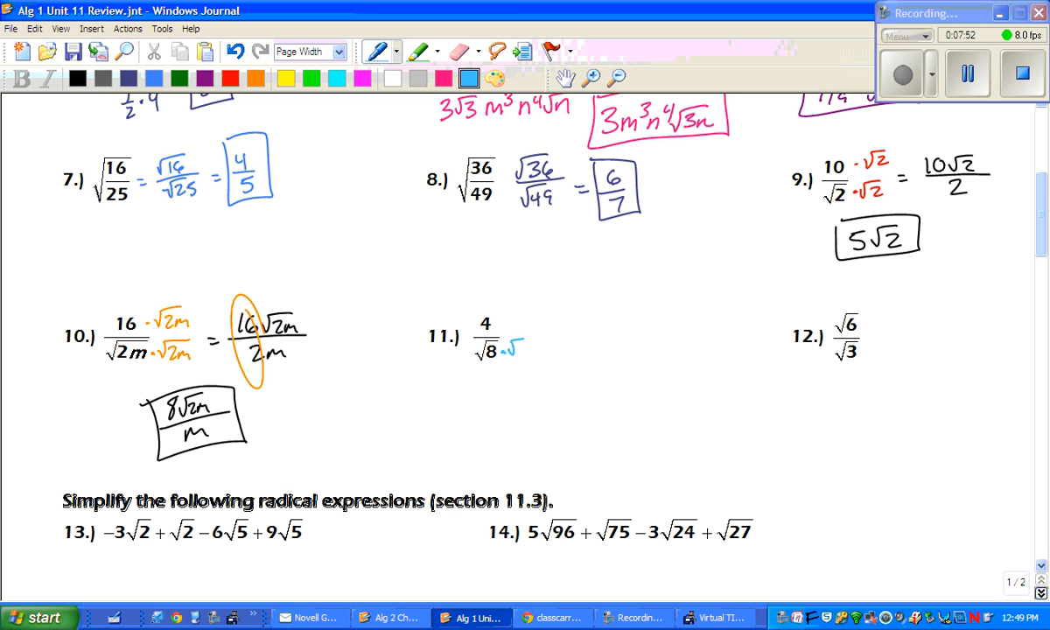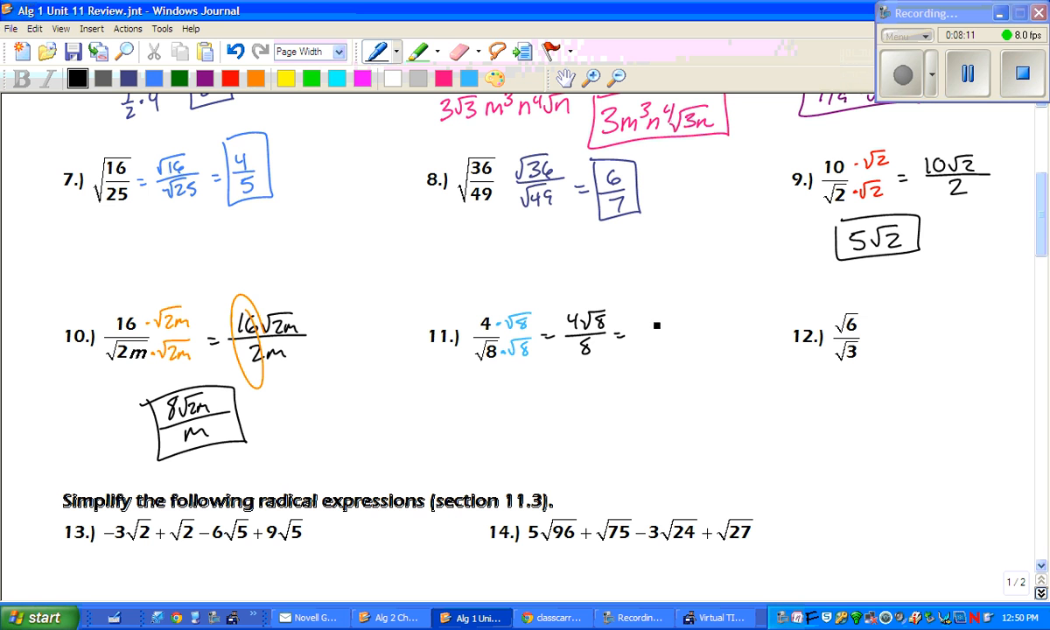Number 11. We can have that on the bottom. So we get 4 root 8 over 8. And you might be like, hey, I can reduce it now. You can, but we also need to simplify the top first.